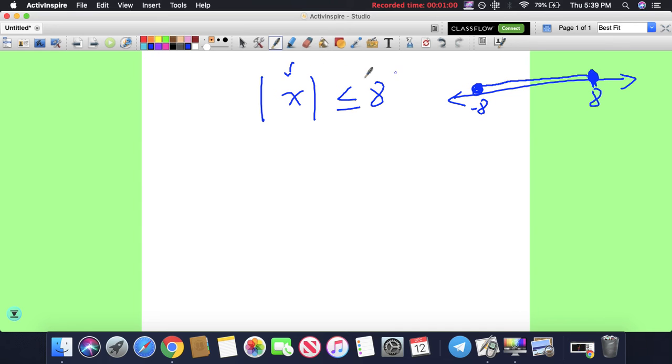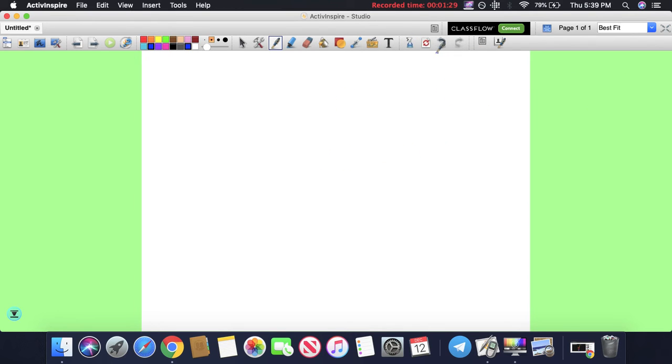Okay, so that's it. We're looking for what values of x will make this inequality true. And the values of x that will make this inequality true will be all the numbers that are less than 8 and greater than negative 8. So if we put any of these values from negative 8 to 8 in here, it'll make this inequality true. So this one's pretty easy, pretty simple. The next one, number 8.